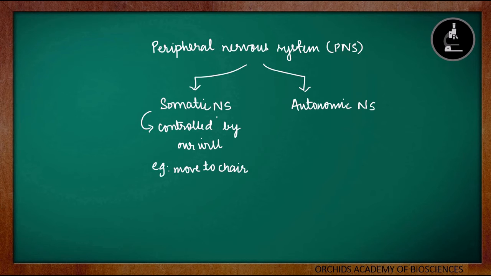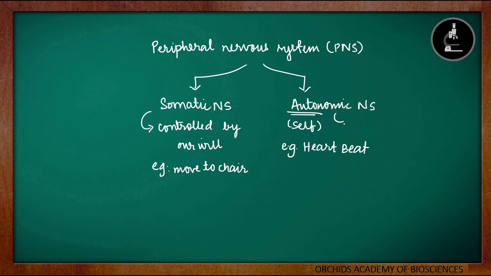Whereas there is another nervous system under the peripheral one, that is the autonomic nervous system. Auto means self, which means we cannot control it by our own will. It is completely self-regulated, or it is automated by the peripheral nervous system itself. For example, our heartbeat. We cannot control our heartbeat. It is directly controlled by the peripheral nervous system without our will.